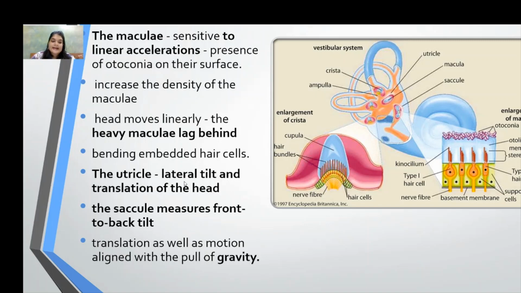Utricle detects lateral tilt and translation of the head. Saccule measures front to back tilt. Utricle measures lateral tilt, and saccule also measures motion aligned with the pull of gravity.